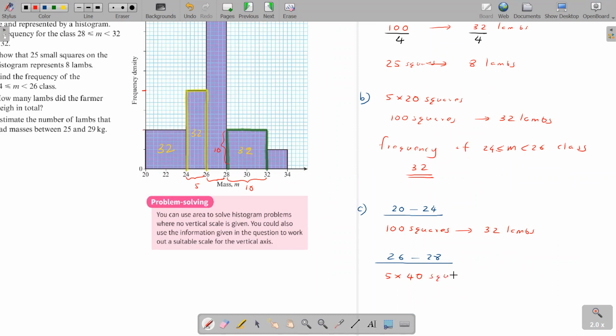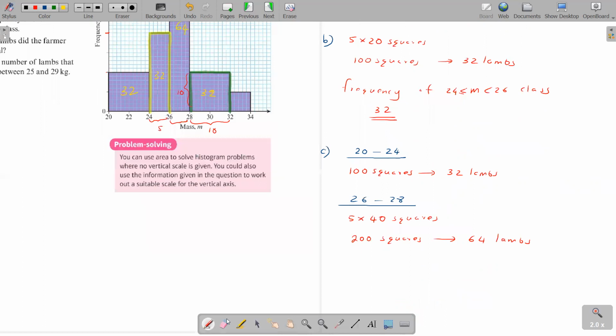How many squares do we have then? That's 200 squares. Guys, if there are 200 squares, how many lambs should there be? For 100 squares, there are 32 lambs, which means for 200 squares, there should be 64 lambs. So this is 64. For the class 28 to 32, we don't need to go for it because we already know it. In this class, the frequency 32 was already given. Do you agree?